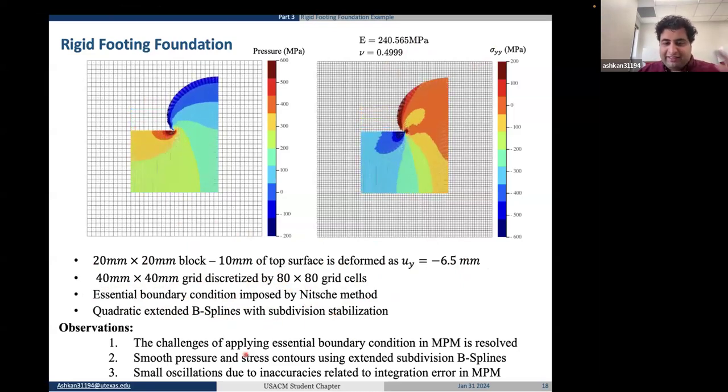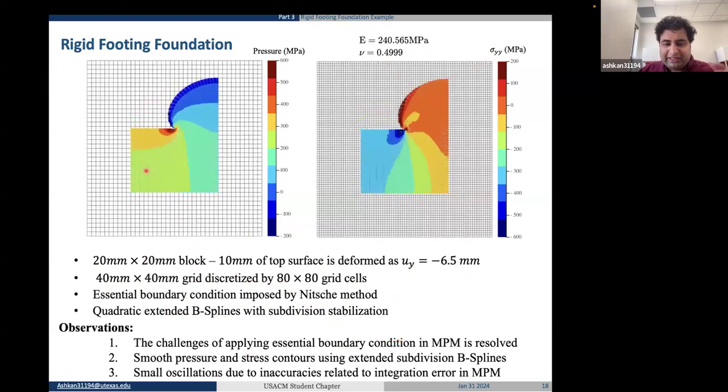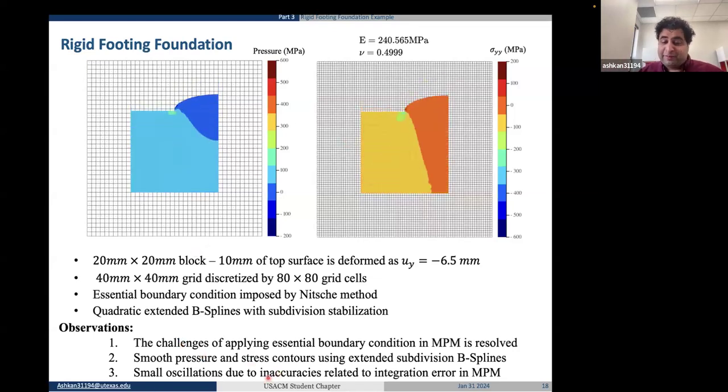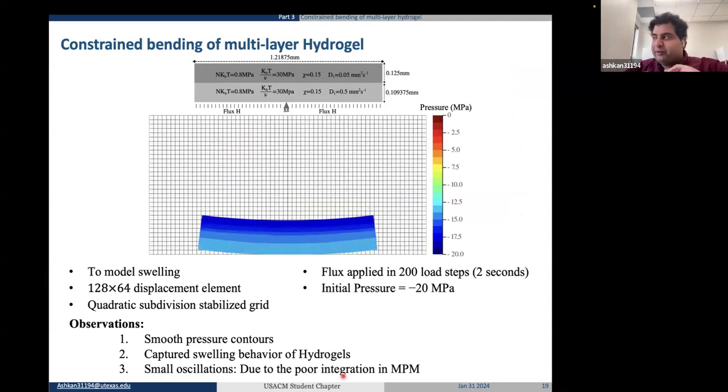We see that the challenges of applying essential boundary condition in MPM is resolved. We see a smooth pressure and stress contours using extended subdivision B-spline. Still, we see some oscillations, but these are due to inaccuracies related to integration error in MPM. Okay, until here, all examples I showed you were rubber. There was no diffusion in the system.